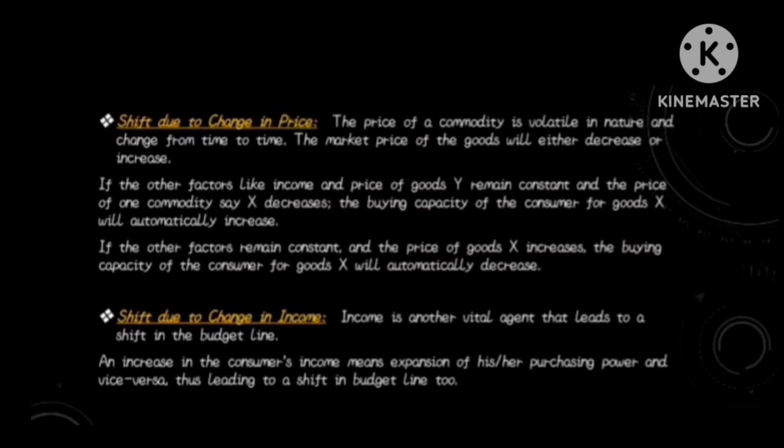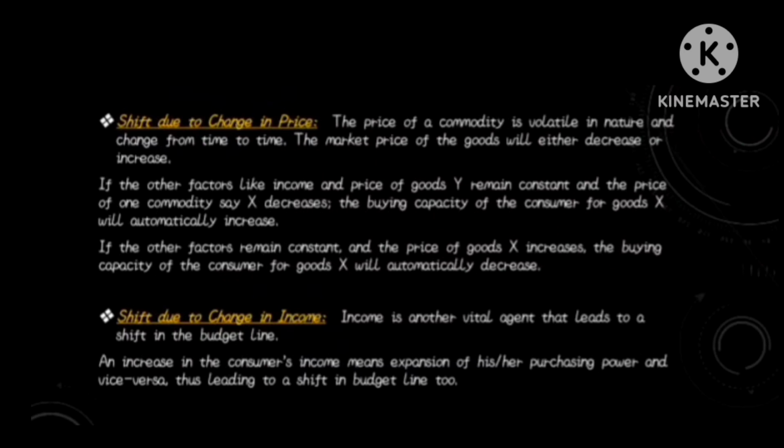The price of a commodity is volatile in nature and changes from time to time. The market price of goods will either decrease or increase, and if the other factors like income and price of goods Y remain constant and the price of one commodity, say X, decreases, the buying capacity of the consumer for goods X will automatically increase. If the other factors remain constant and the price of goods X increases, the buying capacity of the consumer for goods Y will automatically decrease.